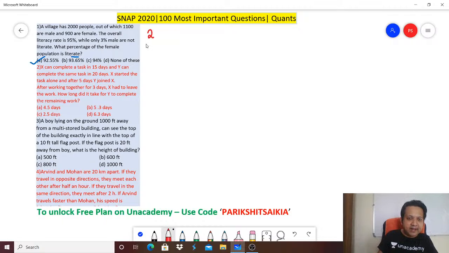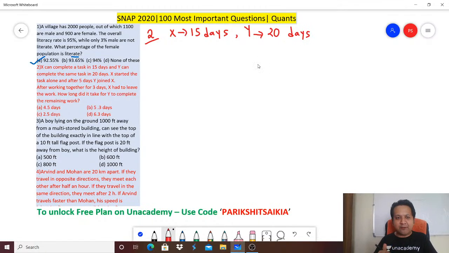X can complete a task in 15 days, and Y can complete the same task in 20 days. X started the task alone and after 5 days, Y joined X. After working together for 3 days, X had to leave the work. How long did it take for Y to complete the remaining work?